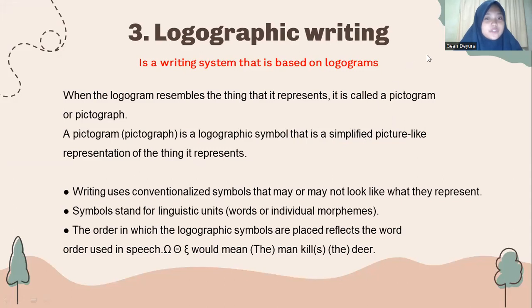Writing uses conventionalized symbols that may or may not look like what they represent. Second, symbols stand for linguistic units, and the order in which the logographic symbols are placed reflects the word order used in speech. Like the symbols in the PPT would mean the man kills the deer.